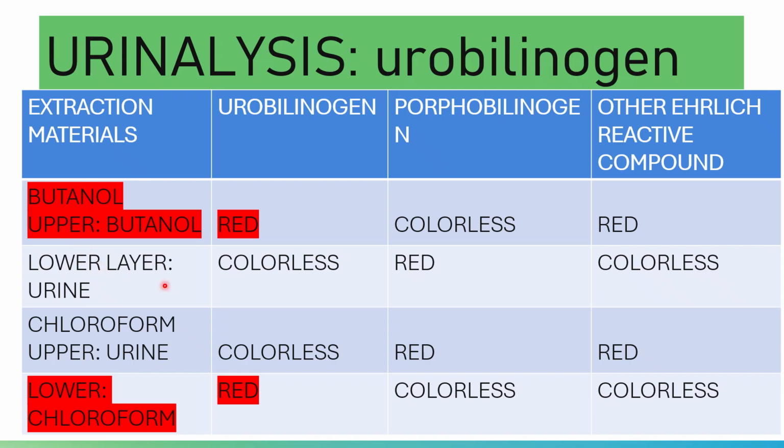In case of butanol, the butanol layer will remain at the upper layer, and at the lower layer you have your urine. Since urobilinogen is extractable in both butanol and chloroform, it will go up into the butanol layer, causing a red color. Since porphobilinogen is not extracted by both butanol and chloroform, it will remain in the urine layer. That is for your urobilinogen Schwarz-Watson differentiation test.